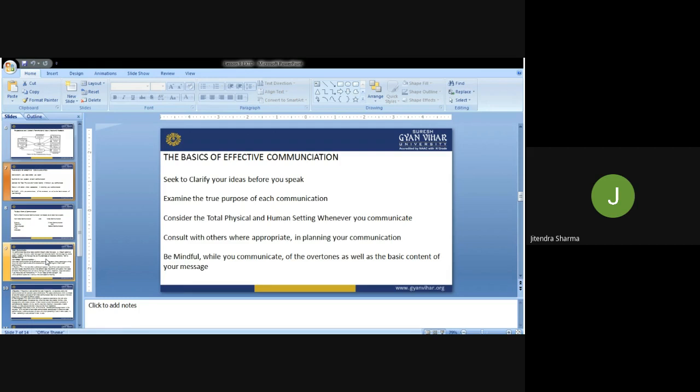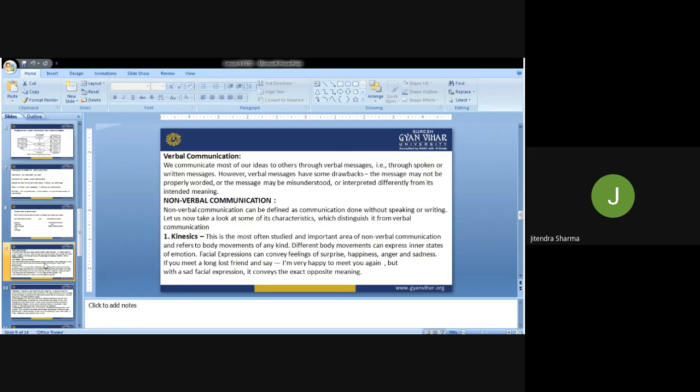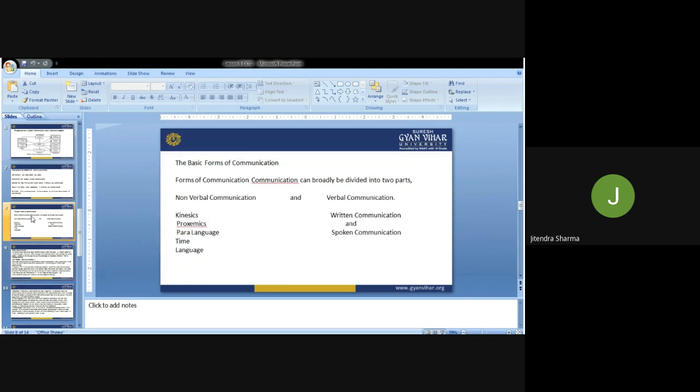So these are the basic things, and then we have a discussion on what kind of communication, which is further divided into non-verbal and verbal communication. In verbal communication it is very clear, written or sometimes spoken, that is very important. But in the case of that kind of situation, how we have to deal with the communication is also very important.